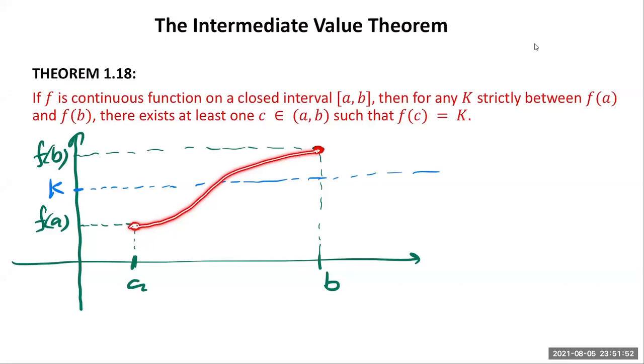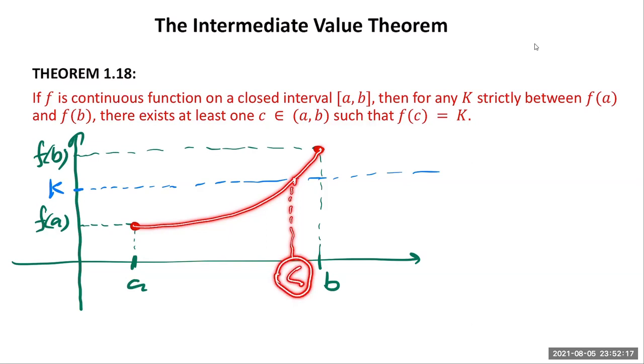No matter how you join these 2 points, your function is going to cross this blue line at some point on the interval a comma b. See here, if you take a graph like this, your graph is going to cross the blue line at this point. Let's say this point is C. And if your graph is like this, your graph is going to cross the blue line at this point C. And this C is the candidate for this C, that is that C, okay?